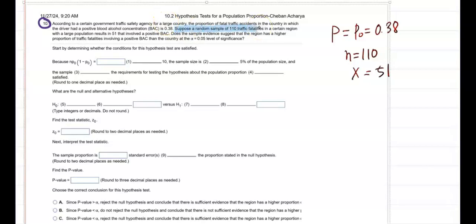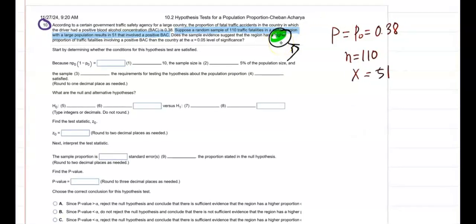From here, let me highlight that. Suppose a random sample of 107 traffic fatalities in a certain region with a large population results in 51 of them involving positive BAC. Does this sample evidence suggest that the region has a higher proportion? What's the word here? Higher. So the word higher is important. This is for the alternative hypothesis. Higher means greater than, so when you write the hypothesis, you use the greater than symbol in the alternative hypothesis. So how do you write the hypotheses? H0: p equals 0.38. H1: p is greater than 0.38.